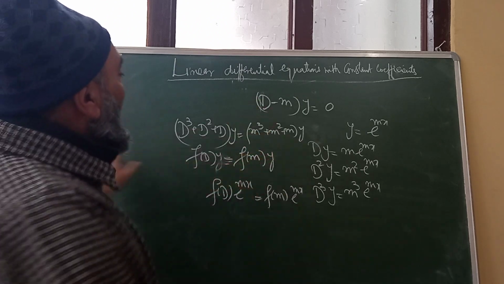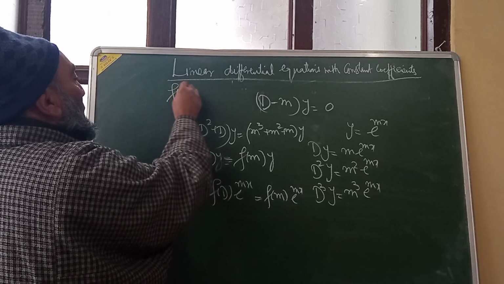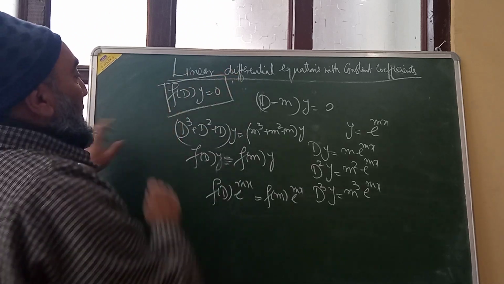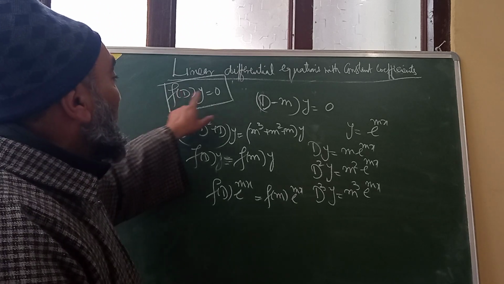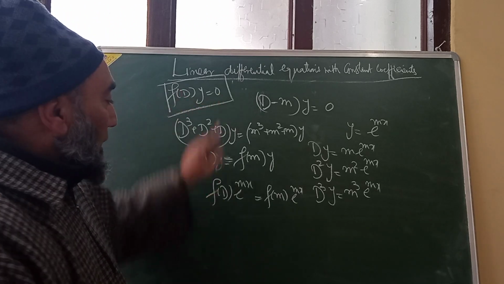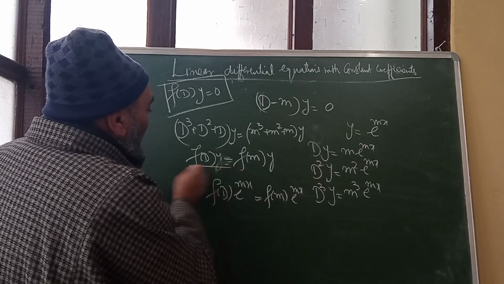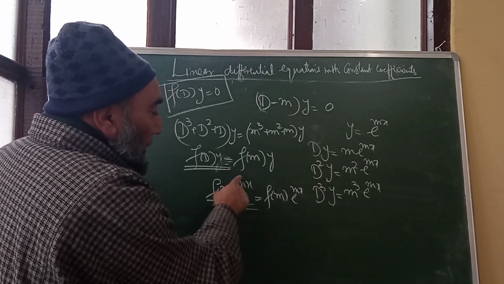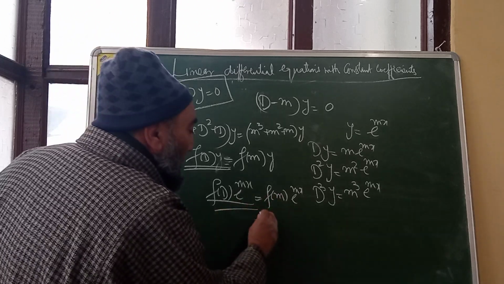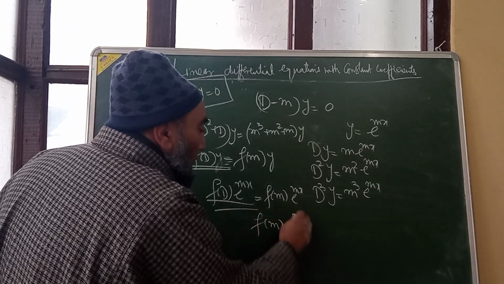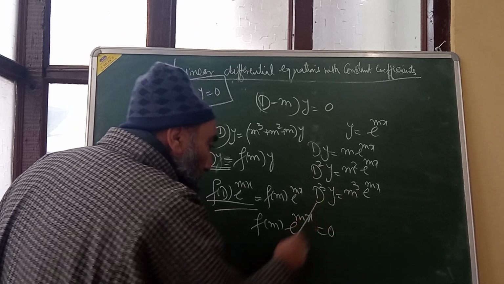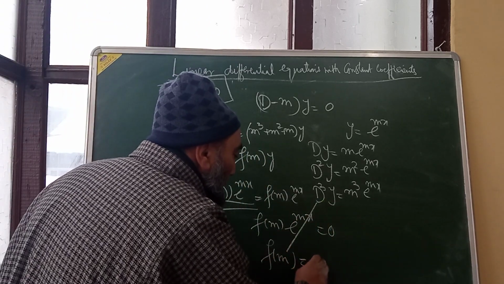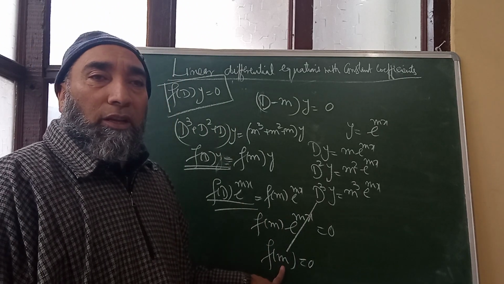Now, if our question is f(D) operating on y equals 0, remember I am just discussing this case only, the right hand side is 0. Now f(D) operating on y equals 0 means f(D) operating on e raised to the power mx is 0, which means f(m) e to the power mx is equal to 0. But e raised to the power mx is never 0, which gives us f(m) equals 0.